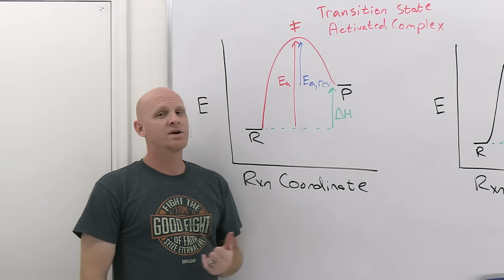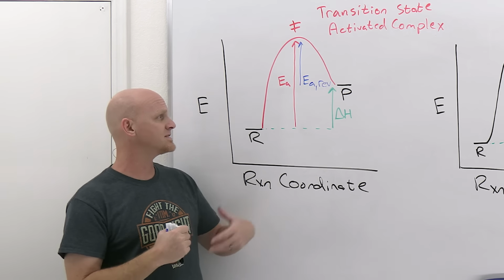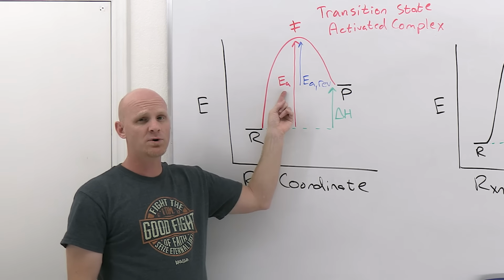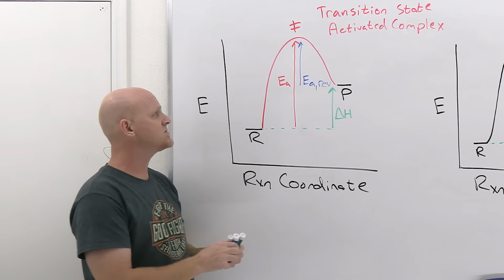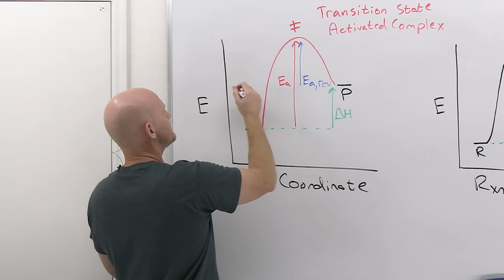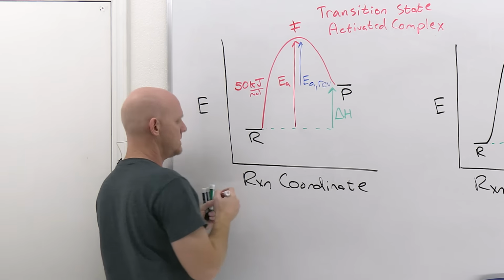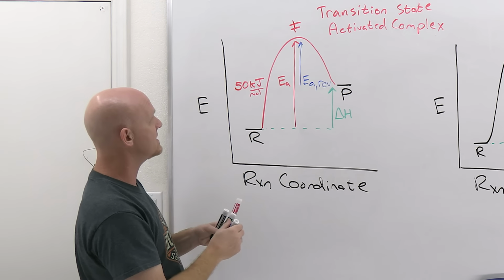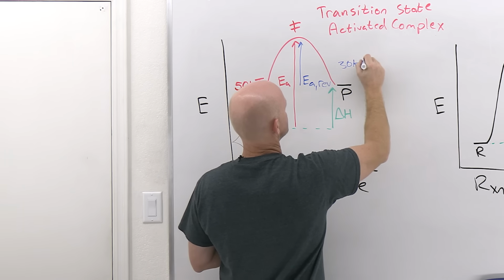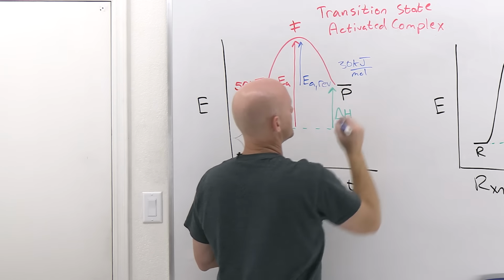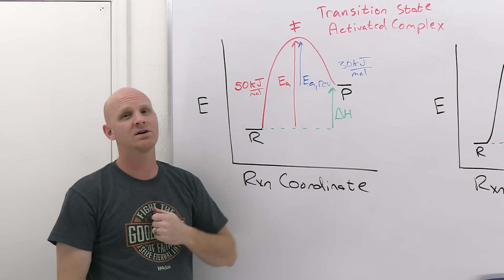So it turns out we can often give you a couple of different things, because there's a relationship you can establish here between the activation energy in the forward direction, the activation energy in the reverse direction, and delta H. So if I told you this activation energy in the forward direction was 50 kilojoules per mole, and I told you that this activation energy in the reverse direction was 30 kilojoules per mole, then the question I could ask you is, what is the value of delta H?